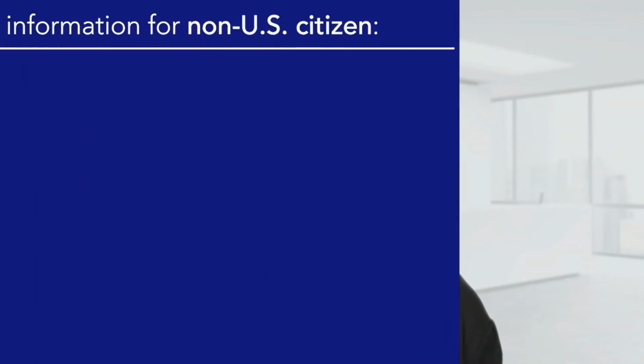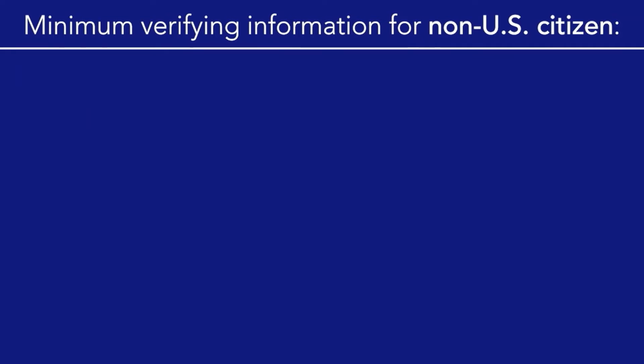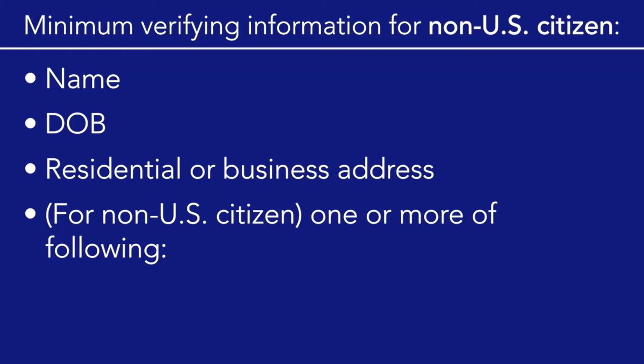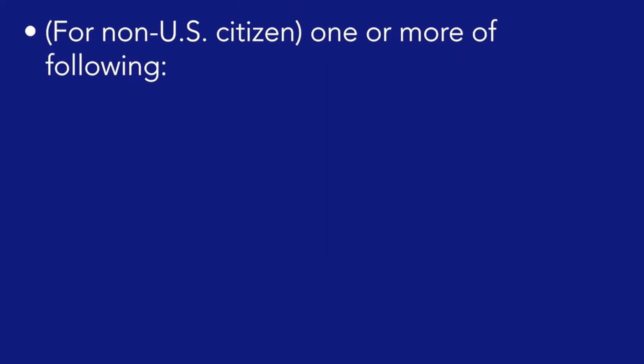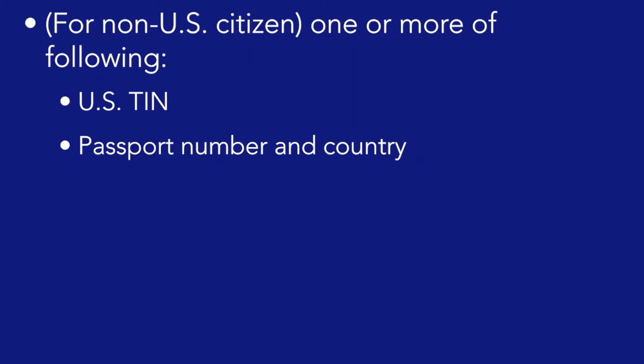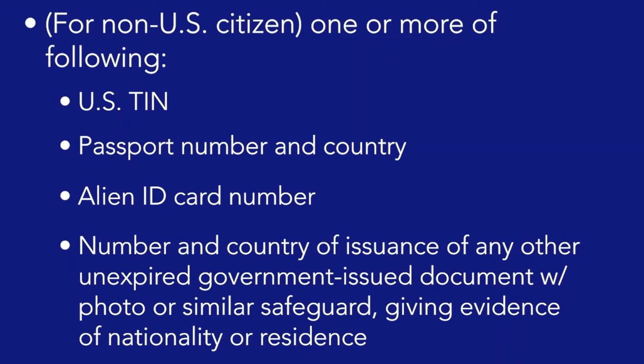If the customer is a non-U.S. citizen, in addition to name, DOB, and address, you must also record one or more of the following: a U.S. taxpayer ID number, a passport number and country of issuance, an alien ID card number, the number and country of issuance of any other unexpired government-issued document with a photo or similar safeguard that gives evidence of nationality or residence.